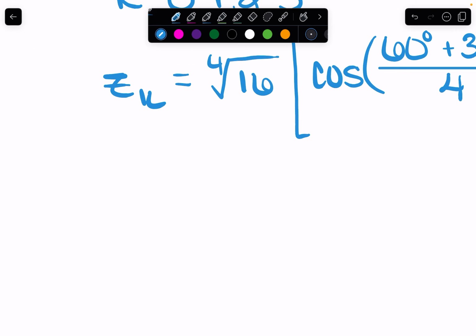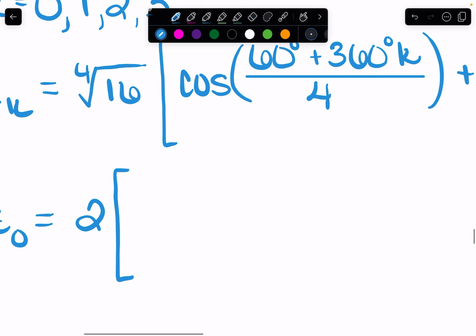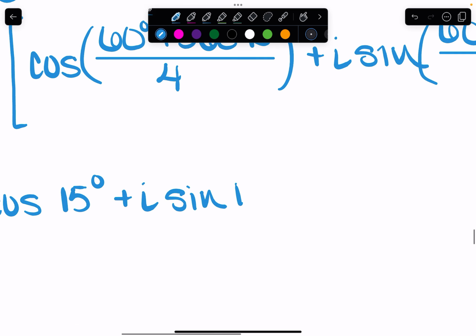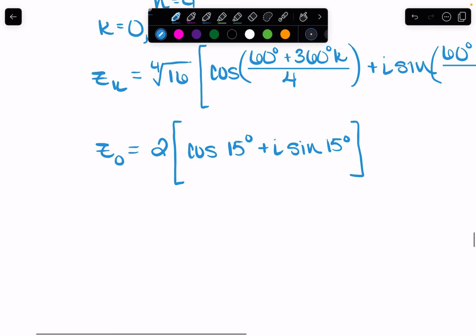All right, z sub 0. The fourth root of 16 is 2, so I'm going to simplify that to 2. Plugging in 0 for k gives us cosine of 360 times 0, which is 0, so we've just got the 60 divided by 4, which is 15. Plus i, the angles come out the same, sine of 15. It says leave it in degrees, so obviously we have to. We can't do cosine of 15 otherwise. I mean, we could use a half-angle identity, but we have enough work.